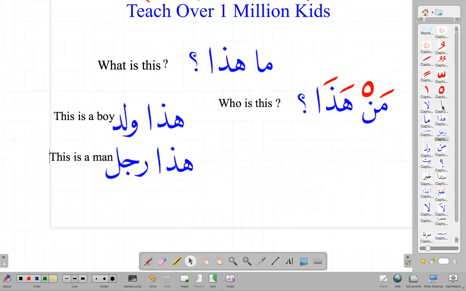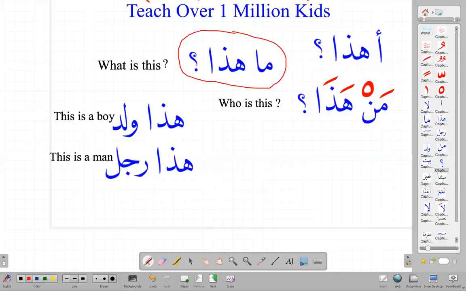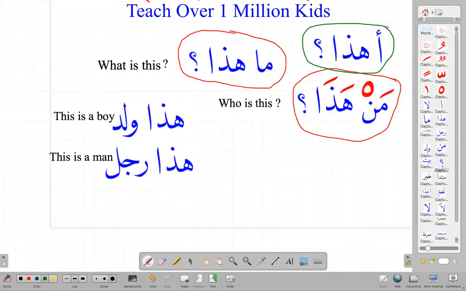ما هذا? هذا. Okay. هذا. And من هذا. We have the first one, ما هذا? It's used only for animals and objects. من هذا? It's used only for humans. But هذا is used for both. هذا بيت لا هذا مسجد. هذا ولد لا هذا رجل. Okay? Is used for both.